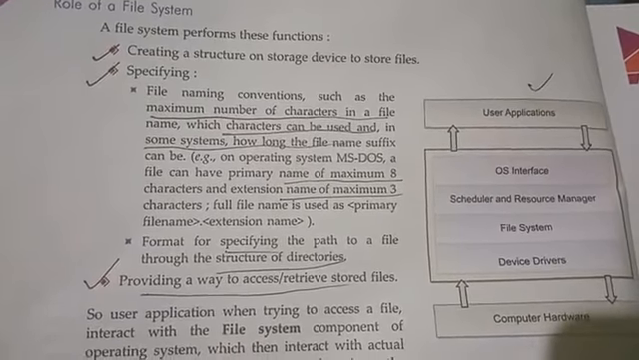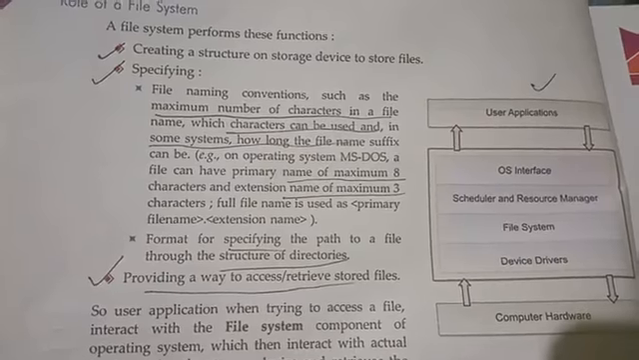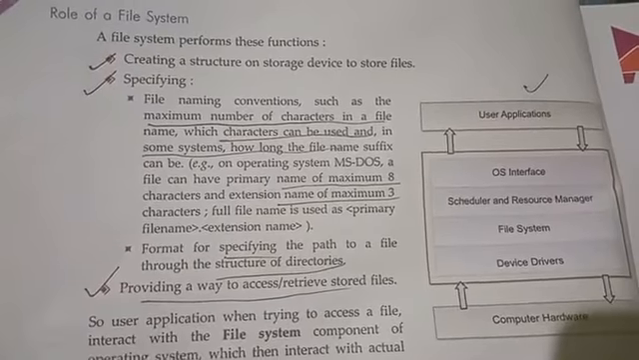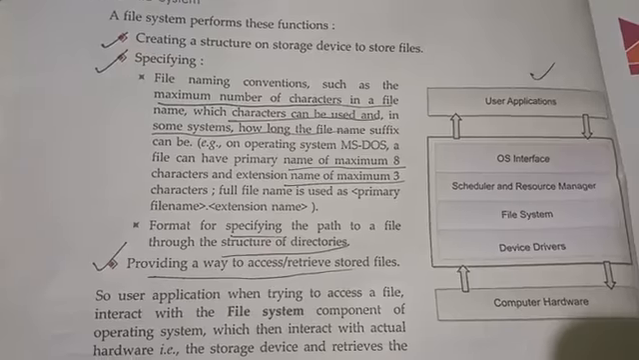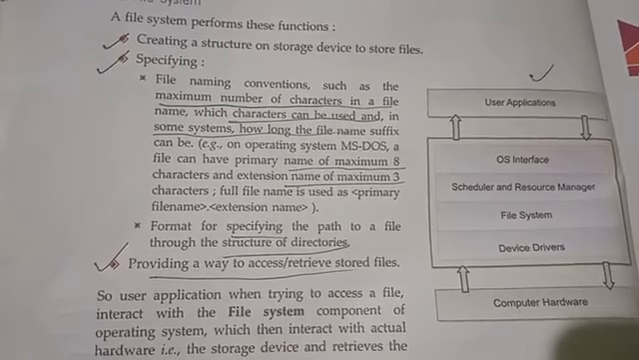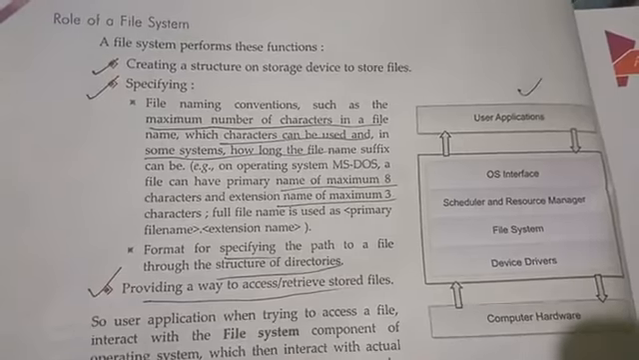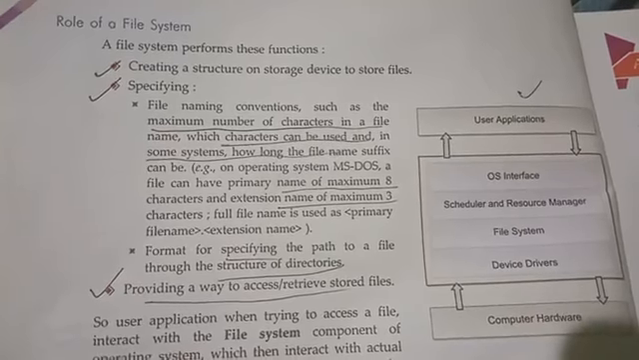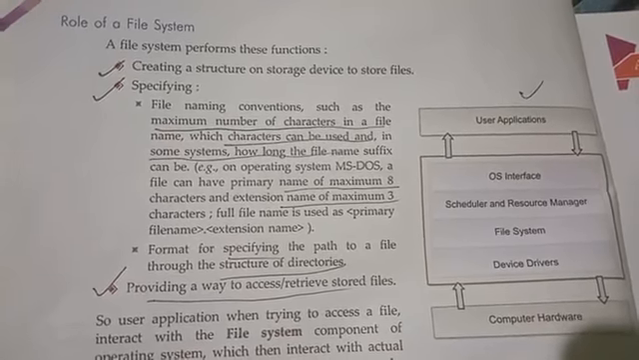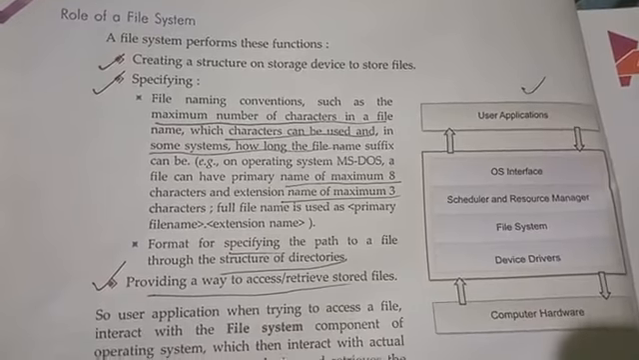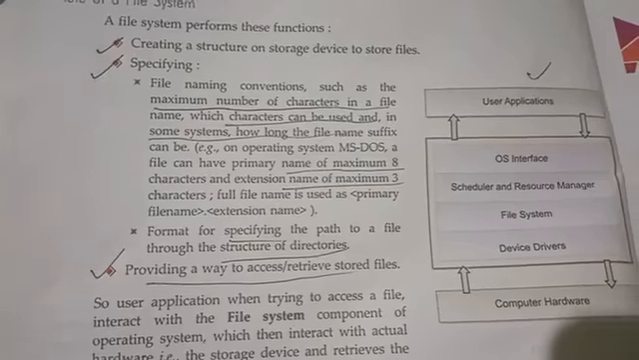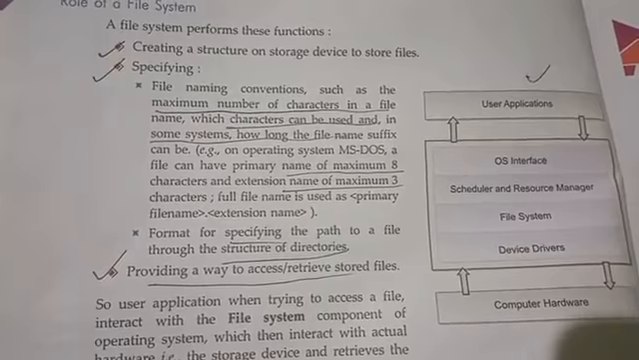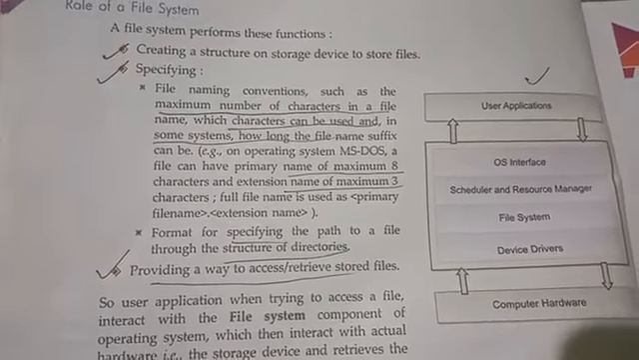Then formatting for specifying the path of the file through the structure or directories. We already studied how to specify the path by using slash. Then providing a way to access or retrieve the stored files. So these are the main roles of a file system. First, creating the structure on the storage device to store files, then specifying the naming convention, extension, and how many characters are possible, so all the rules are specified. Then format specifying the path, then providing a way to access or retrieve the stored files.